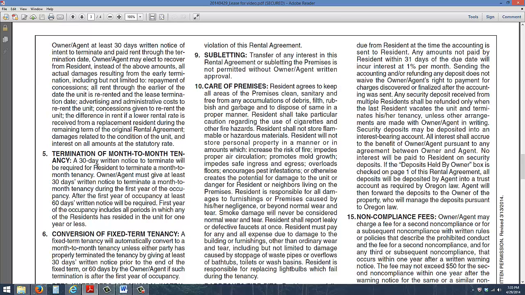Over here it talks about termination of month-to-month tenancy. If you have a month-to-month tenancy, then this would apply to you, obviously, meaning we would give you 30 days notice if it's within 1 year of your tenancy. If it's after that, then we would be giving you 60 days notice. Down below there, it talks about conversion of fixed-term tenancy.